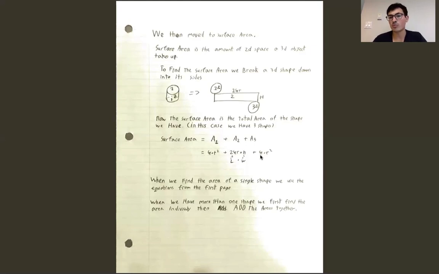So whenever we're in surface area, we want to break the shape down into the basic shapes. So the 3 shapes that we have: circle, triangle, and rectangle. We want to find the area of each of those shapes, and then we add all the shapes together. That's going to be our total area, or our surface area.